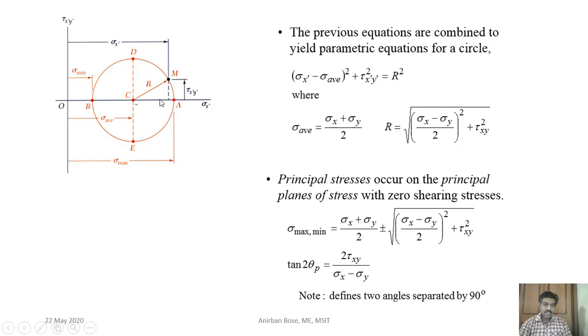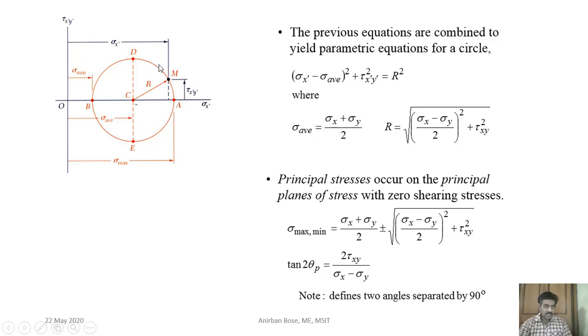So that you can see that as you change the value of theta, this normal and the shear components will change, and if you plot all these points and join them, you will get this locus as a circle. So what are principal stresses? Principal stresses are the maximum or minimum normal stresses that occur in the planes where there is no shear stress.